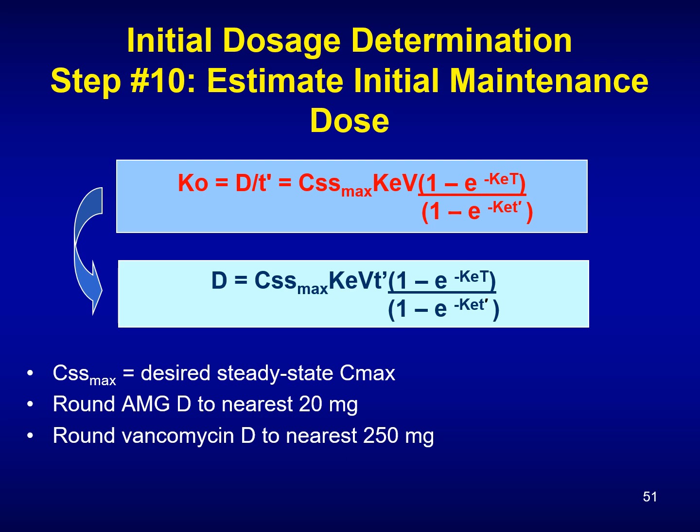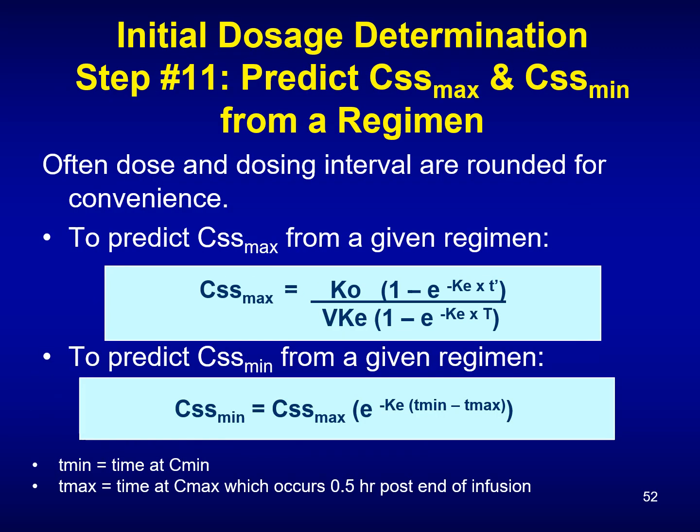If we isolate for dose by moving T prime over, then we will have this second equation. Remember, for aminoglycoside, dose is always rounded to the nearest 20 milligrams, and for vancomycin, dose is always rounded to the nearest 250 milligrams. Step 11 is to predict a Cmax and Cminimum from a regimen.